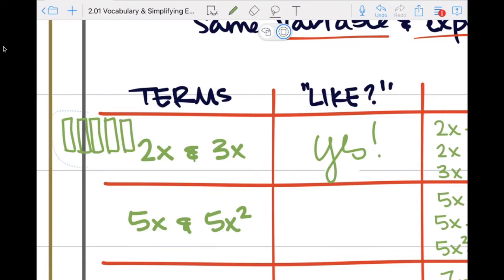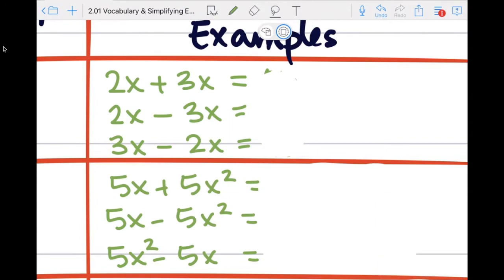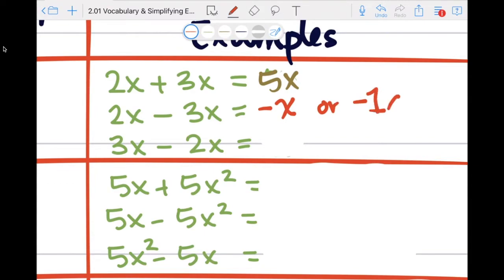So now let's do some different operations using those two like terms. We've already done the first one. If I do 2x plus 3x, that gives me a 5x. If I do 2x minus 3x, we're going to say it's negative x or negative 1x. No need to put the 1, but that's what the plain variable means. Or if we did 3x minus 2x, we would say that that is a positive x or a positive 1x.